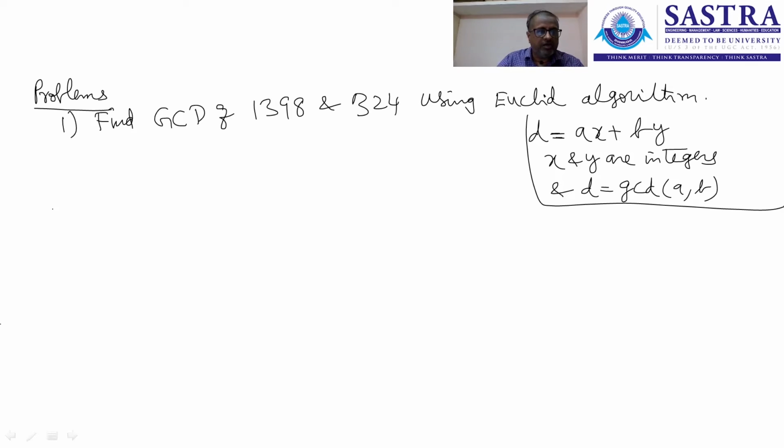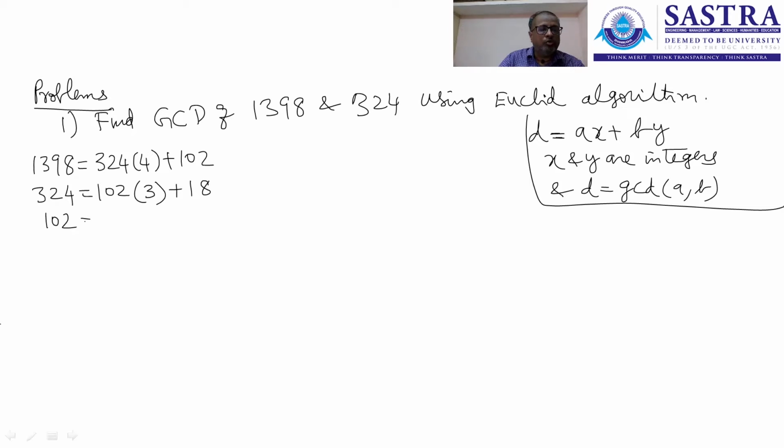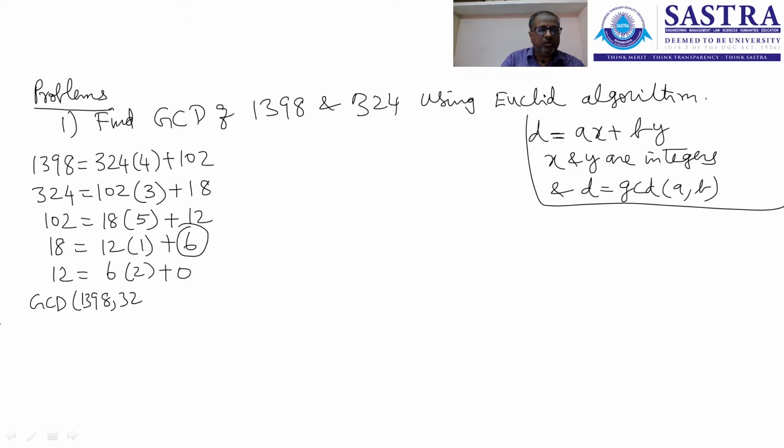So what are all the steps that we require here? Let me start with this. I will divide 1398 by 324. So I will have 324 into 4 plus 102. Now I have to divide 324 by 102. So that would be 102 into 3, which gives 306, plus 18. Now I will divide 102 by 18. So I will have 18 into 5, which would be 90, plus 12. Now I will divide 18 by 12. So I will have 12 into 1 plus 6. Now I divide 12 by 6. I will have 6 into 2 plus 0. So in this case, this 6 would be the GCD of 1398 and 324, which is 6.